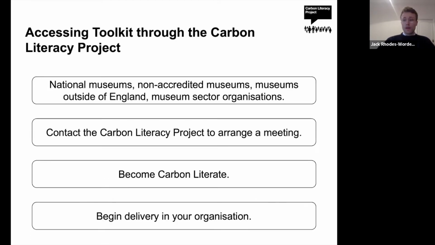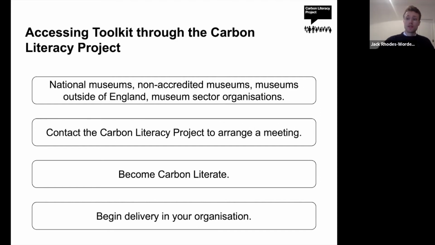So the other pathway is for museums that don't fit the previous criteria. If you're from a national museum, a non-accredited museum, a museum outside of England, or a museum sector organisation, you can still access the toolkit for free, but who you should contact and receive support from in the first instance is a little bit different.